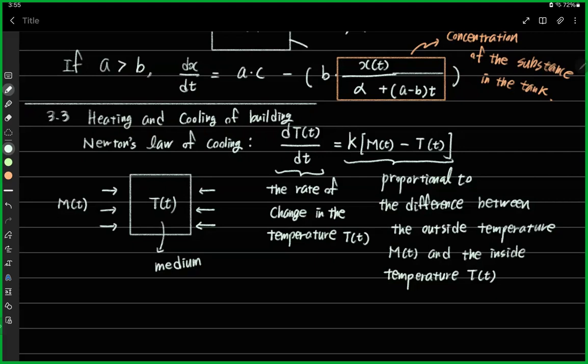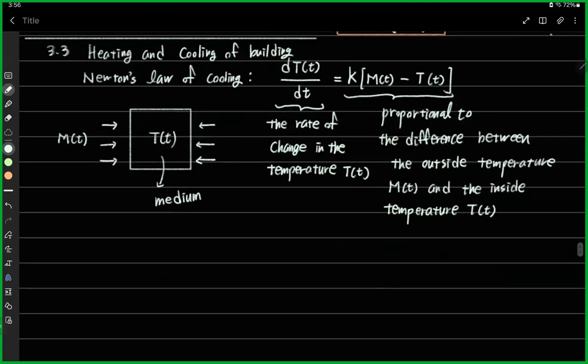It says that the rate of change in the temperature T. So here T is the temperature inside the building or the temperature of the medium. Okay. Yeah, this is equal to some constant. The constant depends on the physical property of that building, times the difference between the outside temperature and the inside temperature. Okay.